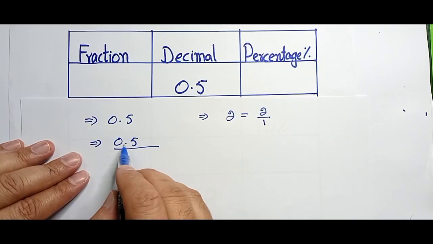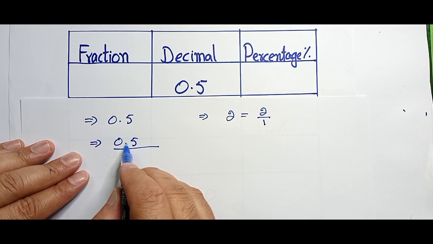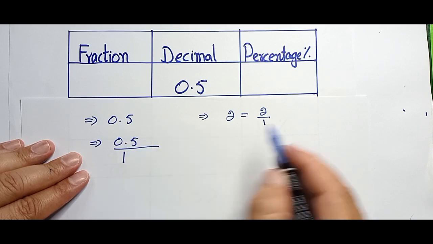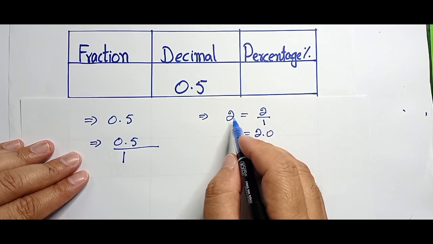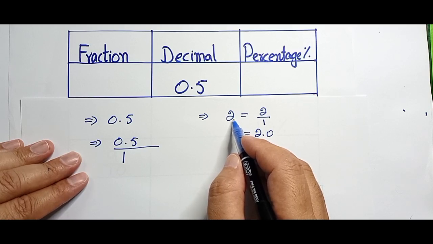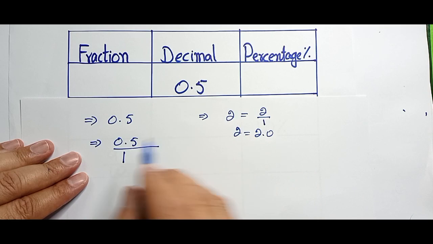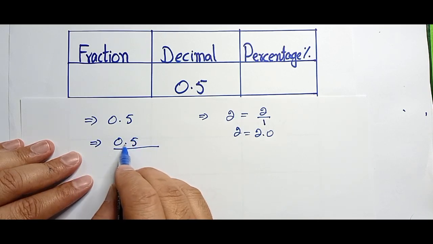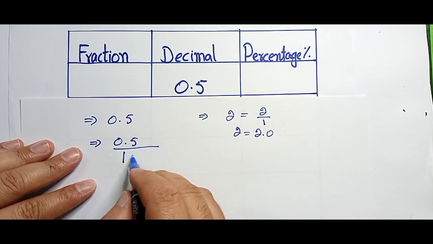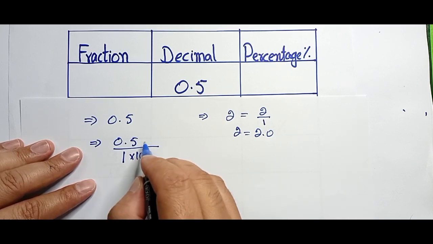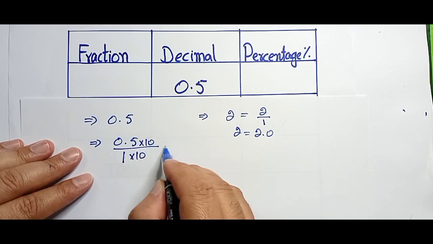Now I am going to change the place of decimal point. You know that 2 is equal to 2.0. It means that every whole number has a decimal point on the right side. Now I am going to change the decimal point. I have to shift it to the right side of the 5. It means that after one digit I shift the decimal point to the right side. For that reason I have to multiply both the numerator and the denominator with 10.